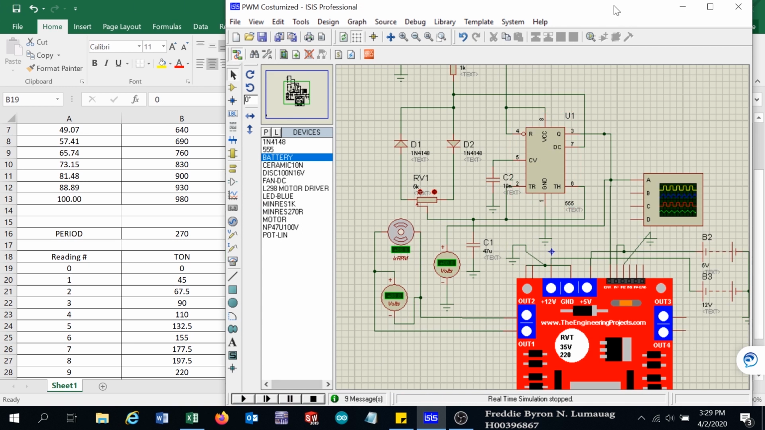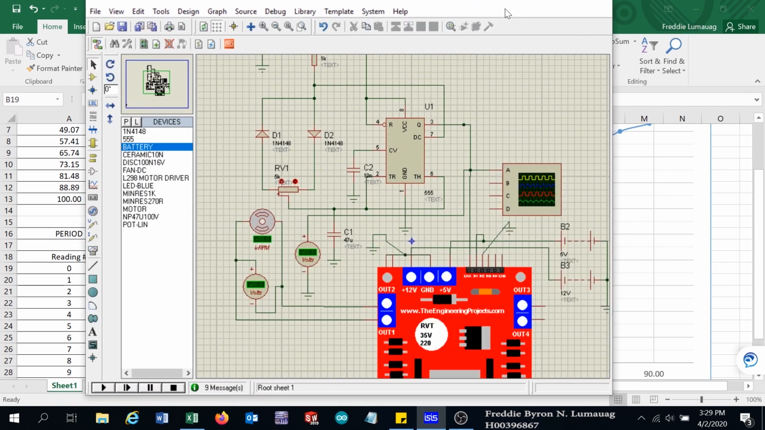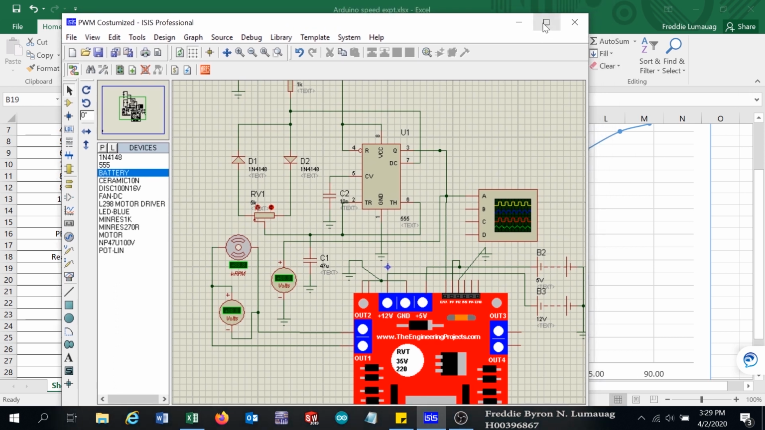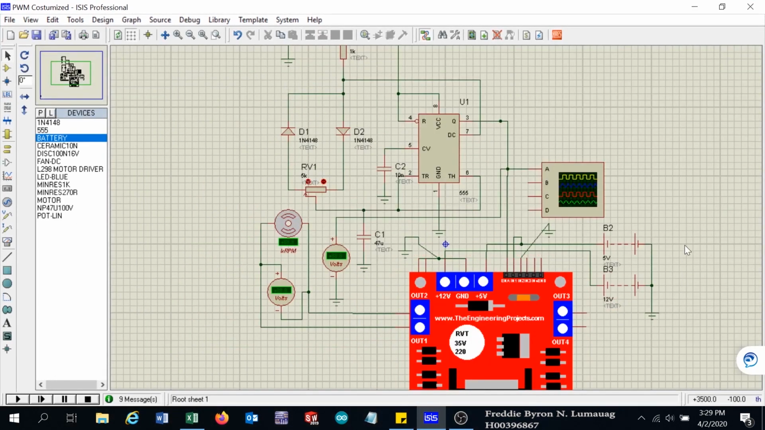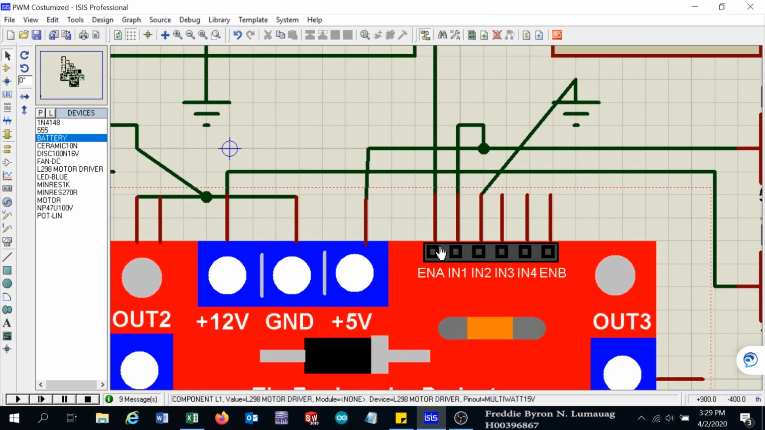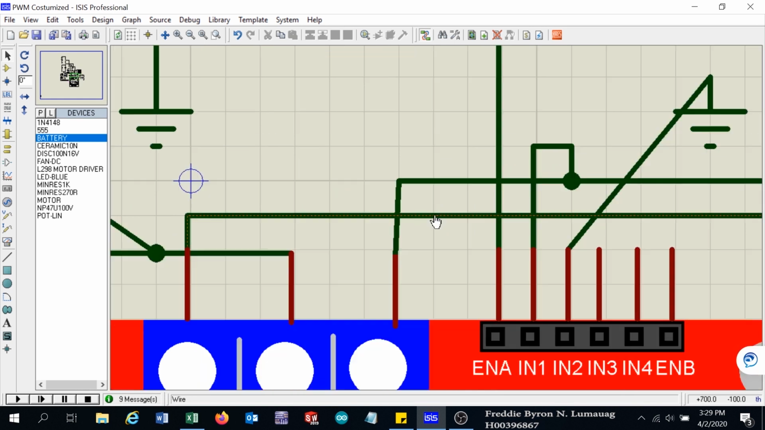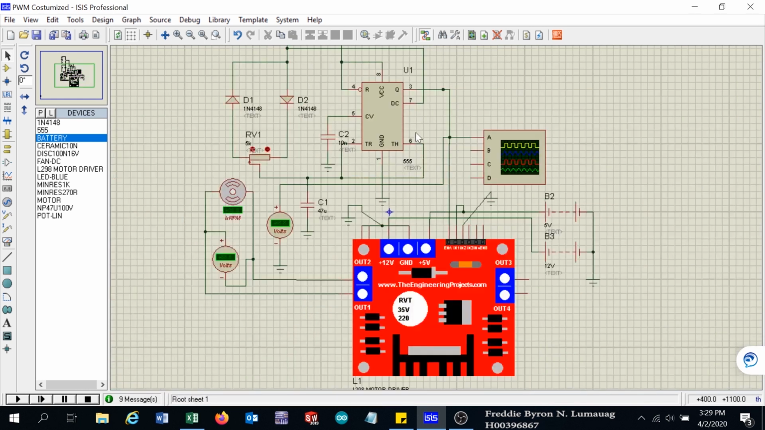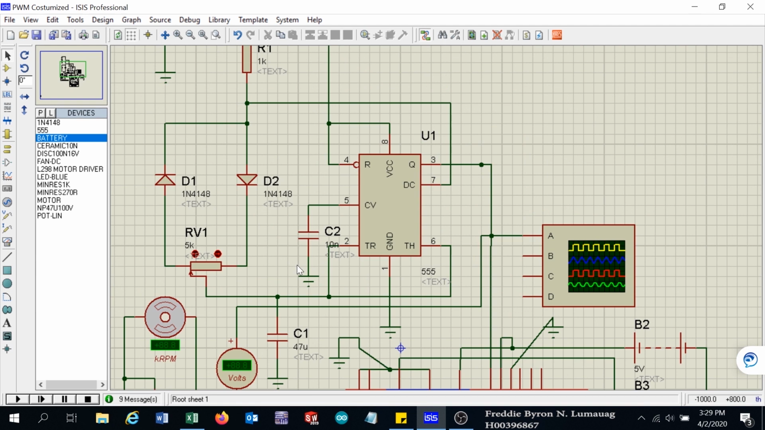If you see the circuit again, I will turn this off so that the CRO will be removed. So this is our circuit. I will maximize this. We have the same circuit as before, but in order to control the speed, we have to use the enable terminal. So here we should supply a PWM signal, which is accomplished by the LM555 IC.